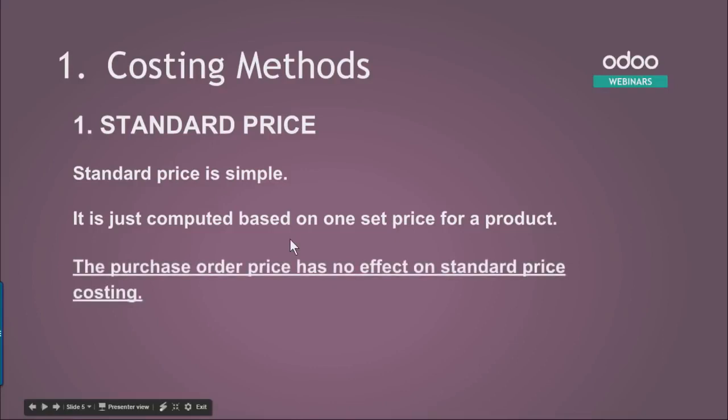Now, as a special note, with the standard price costing method, the purchase order price has no effect on standard price costing. That means that even if you purchase the product at a different price than what is listed for the product, it doesn't matter in terms of coming up with your stock value cost. And so let's go ahead and actually see that demonstrated in Odoo.